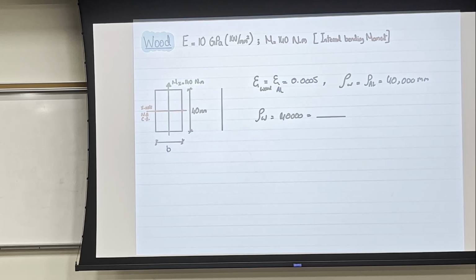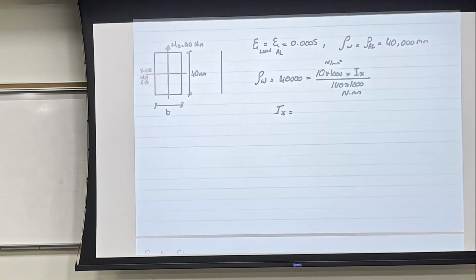So the E is 10 gigapascal multiplied by 1,000 to convert the kilonewton to Newton. So now I have Newton per millimeter square, and I want to find the new inertia for that new cross section, or the transformed cross section, over the moment, which is the same moment, 140 multiplied by 1,000 to convert the Newton meter in the moment to Newton millimeter. So the moment of inertia is equal to 560,000 millimeter power 4.